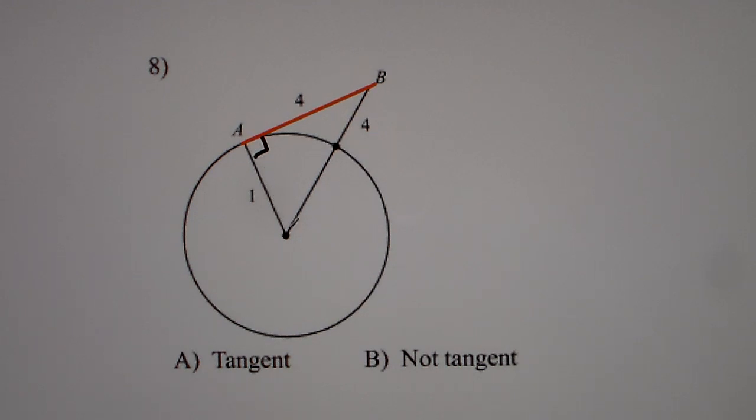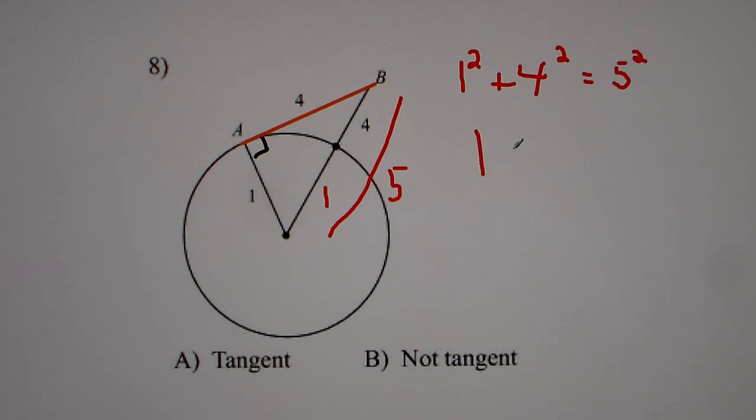So one thing you also have to point out and see is that if the radius over here is 1, that means this radius is also 1. So this full hypotenuse length is 5. So we got a total of 1, 4, 5. So we do 1 squared plus 4 squared. Does that equal 5 squared?